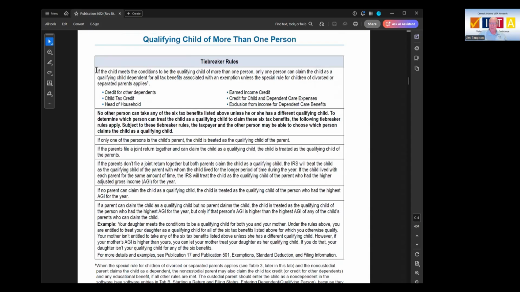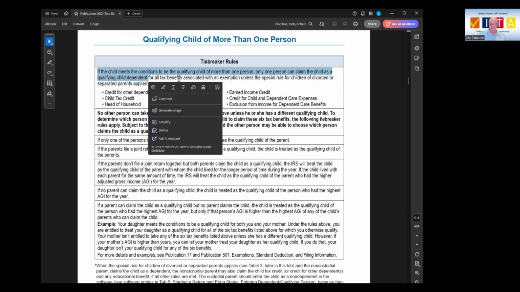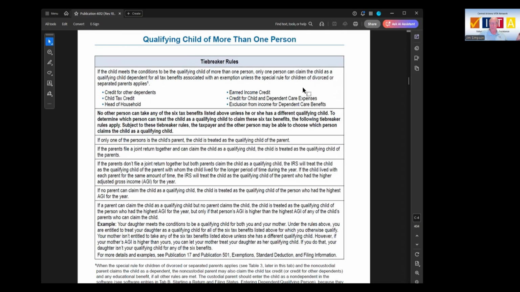And so it says if the child meets the conditions to be the qualifying child of more than one person, only one person can claim the child as, we'll just call it, a qualifying child dependent. Now they go on to specify it's really for all these credits, but in general, that's what we're talking about. Are they the qualifying child, or maybe they're the qualifying relative? So in these multi-generational households, maybe mom and grandma could both claim the child. They both qualify. They meet all of those tests we just told you about, right?